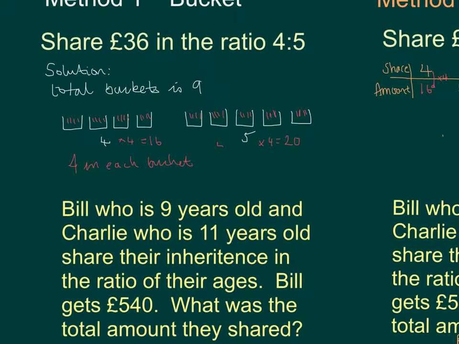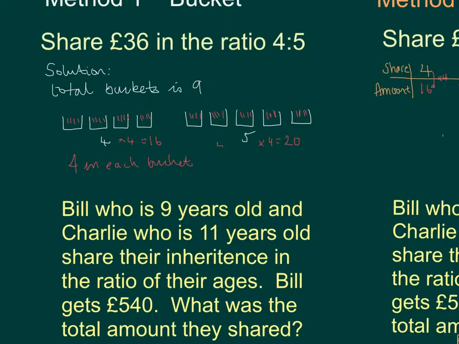So, we've got £36 and we want to share it in the ratio 4:5. So, there's a group that's going to get 4 and a group that's going to get 5. We know we've got £36 altogether. So I can just go through and go 1, 2, 3, 4, 5, 6, 7, 8, 9, 10, 11, 12, 13, 14, 15, 16, 17, 18, 19, 20, 21, 22, 23, 24, 25, 26, 27, 28, 29, 30, 31, 32, 33, 34, 35, 36. And I would have shared out my 36 equally among those 9 buckets.